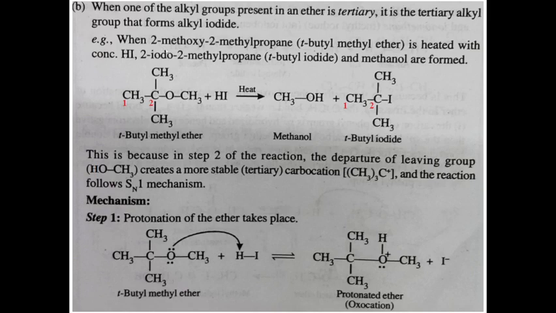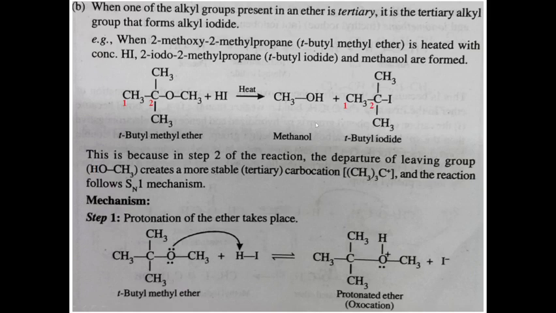Consider 2-methoxy-2-methylpropane. In this ether, we normally consider the most substituted alkyl as the parent compound, and we give the numbering 1, 2, 3. The second carbon has a CH3 group and also a CH3O methoxy group, so this is 2-methoxy and 2-methyl, and this is propane. When 2-methoxy-2-methylpropane, or tertiary butyl methyl ether, is heated with concentrated hydroiodic acid, we get 2-iodo-2-methylpropane, and methanol is formed.